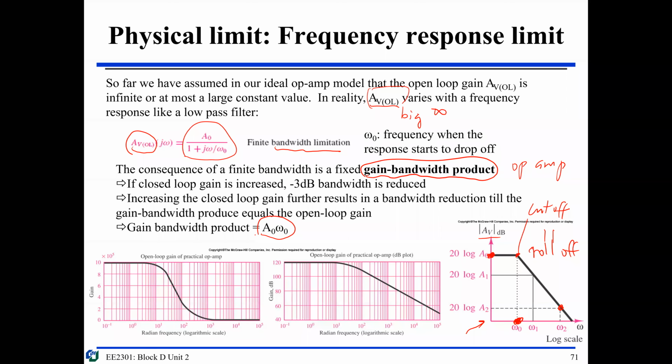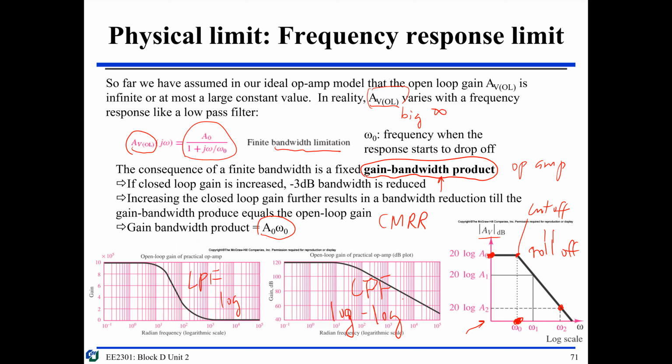So when you buy an op-amp, you should check CMR. You also check this one, okay? Gain bandwidth product. And this is a low pass filter. You have learned this low pass filter, in a log scale. This is log scale. So physical limit, saturation, frequency response limit. There's a very important thing called gain bandwidth product.